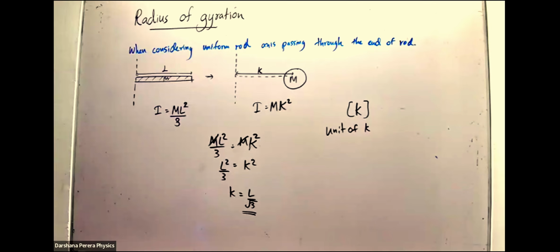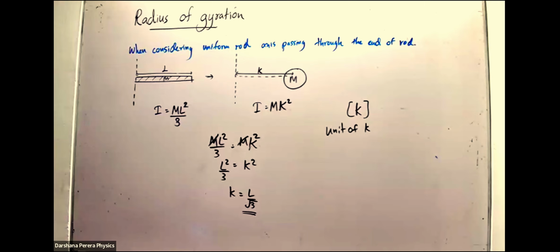What is the dimension of k? K is the length. Therefore, what is the dimension? That is the dimension of length.